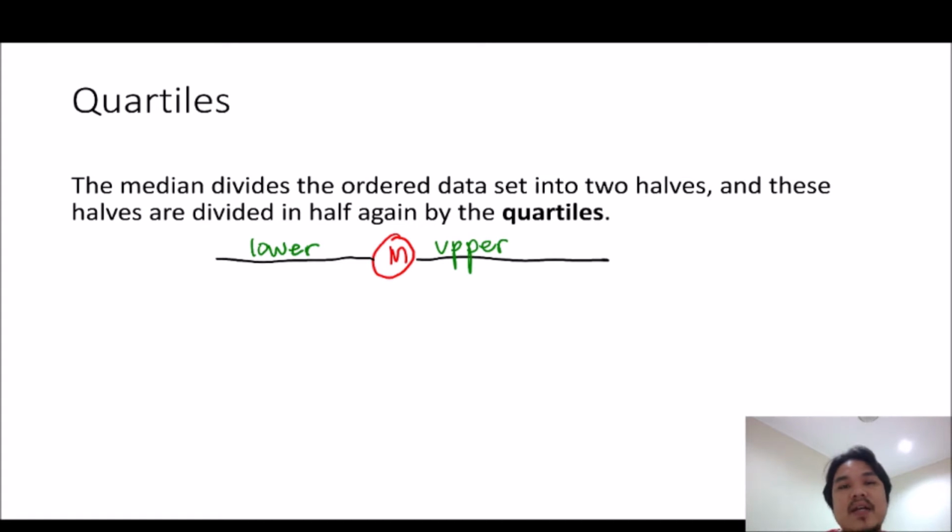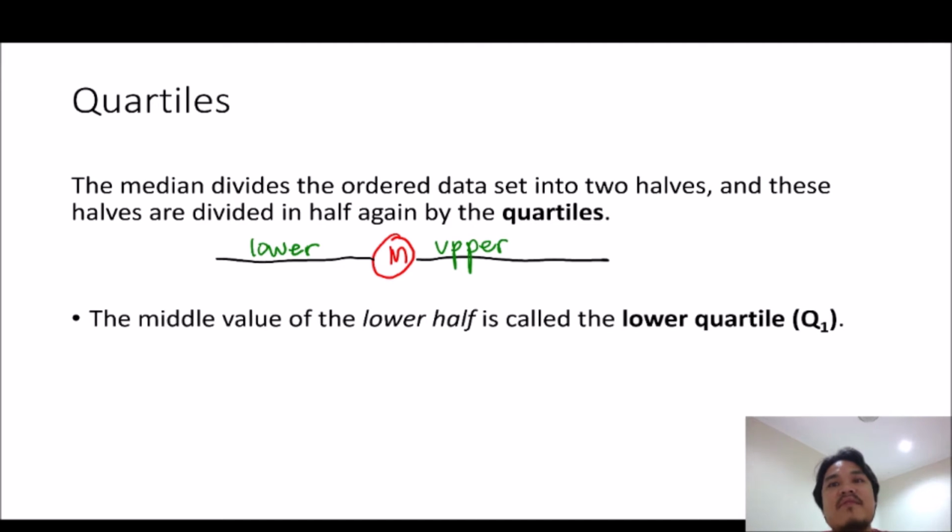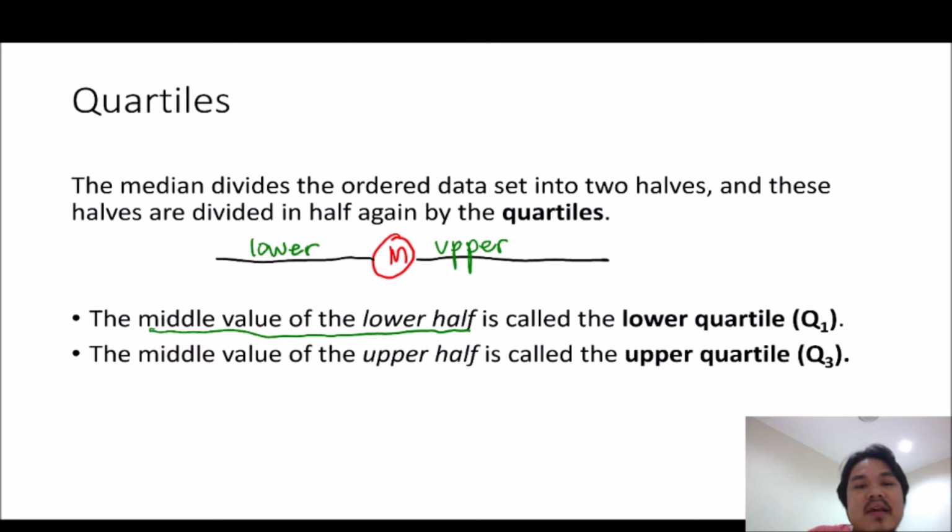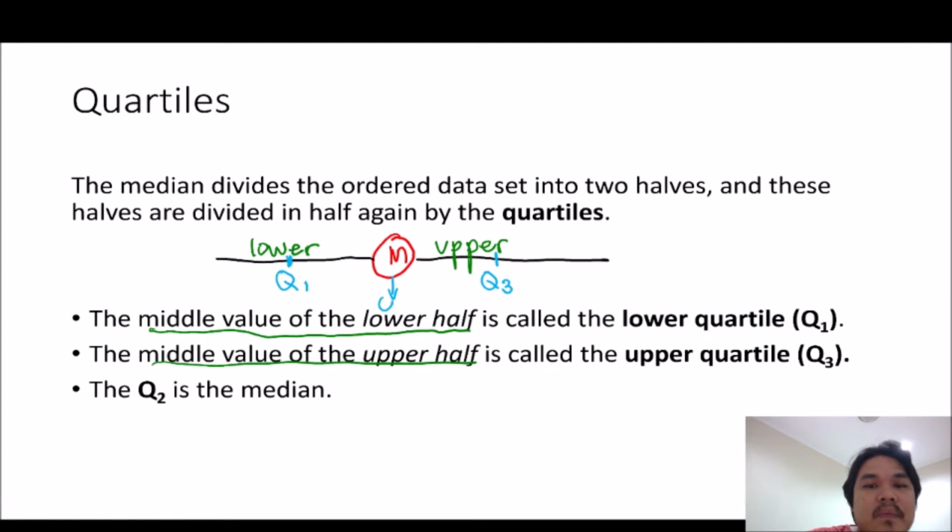In finding the quartiles, we're just going to follow the following definitions. First, the lower quartile is the middle value of the lower half. And then the upper quartile is the middle value of the upper half. So quartile 1 represents the lower quartile. Let's say this is the middle value of the upper half, so this becomes quartile 3. And let's say this is the middle value of the lower half, and that becomes quartile 1. The median is quartile 2.